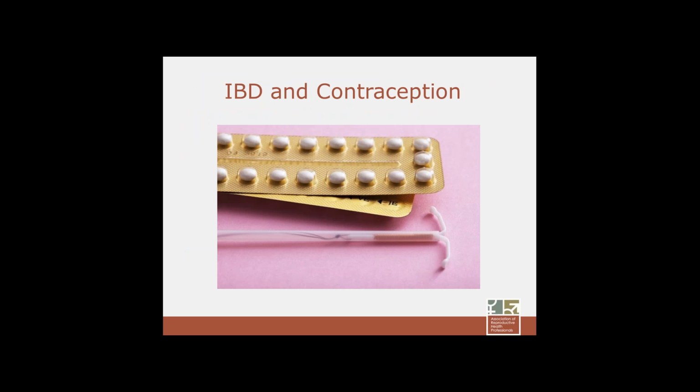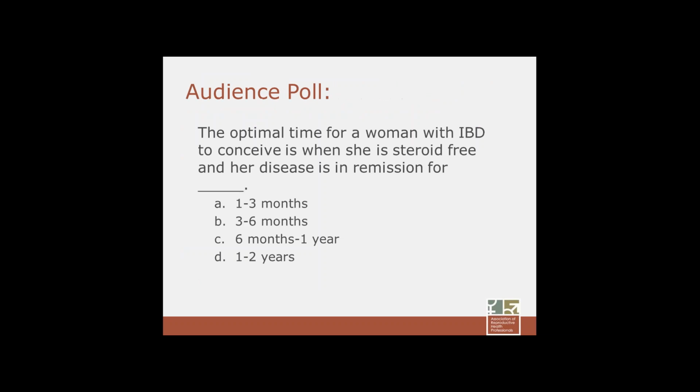So let's talk about other kinds of contraception. I start with a poll question. The optimal time for a woman with IBD to conceive is when she is steroid-free and her disease has been in remission for how long? 1 to 3 months, 3 to 6 months, 6 to a year, or 1 to 2 years?